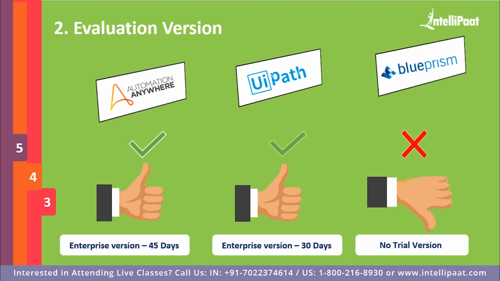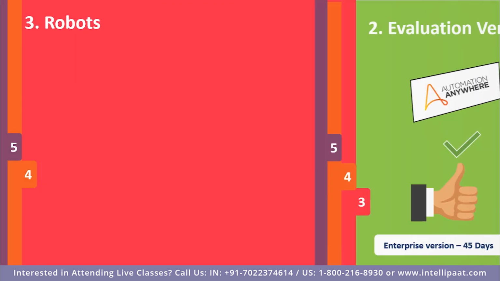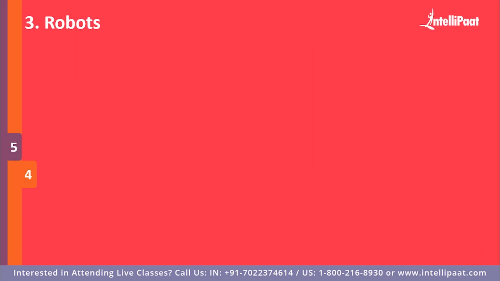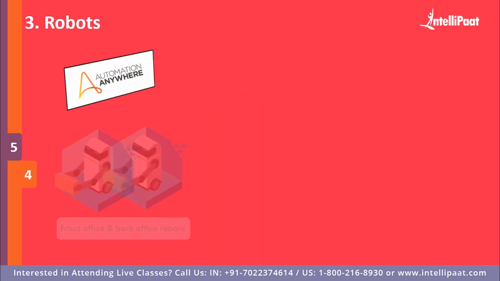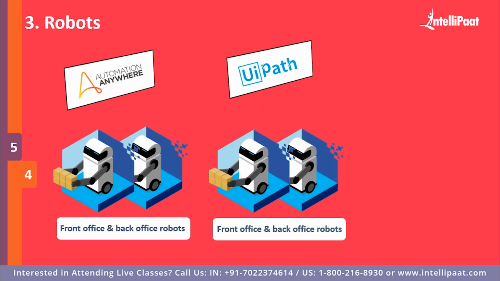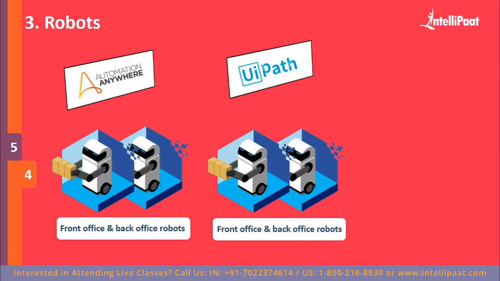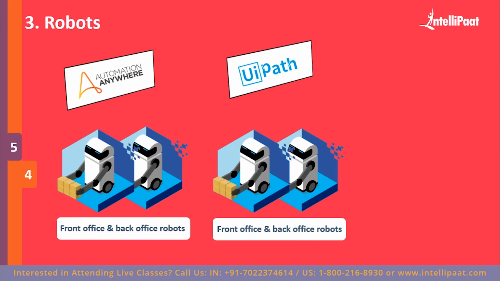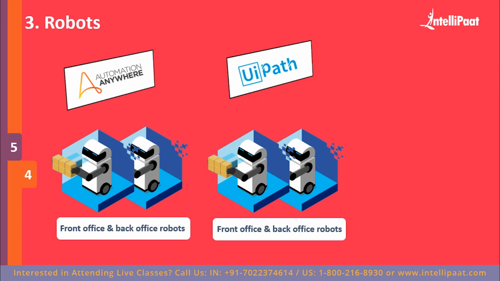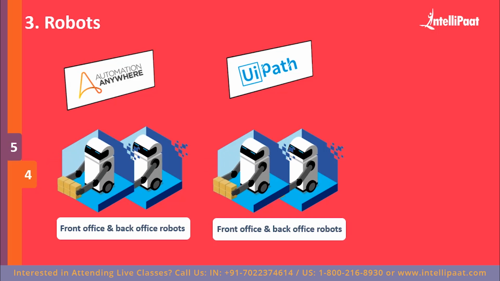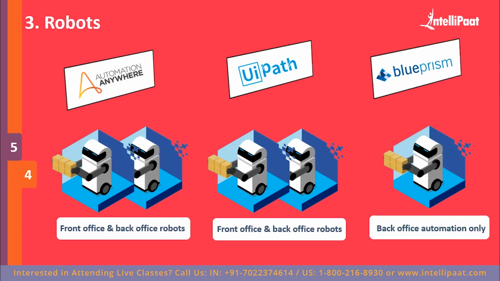Even if you want to learn the tool, you need to pay to learn. Now let's compare them on the different types of robots that they offer. Automation Anywhere as well as UiPath both offer you front-end as well as back office robots, which will help you automate both sides of the tasks, that is the front office tasks and the back office tasks. Whereas Blue Prism only offers back office automation.